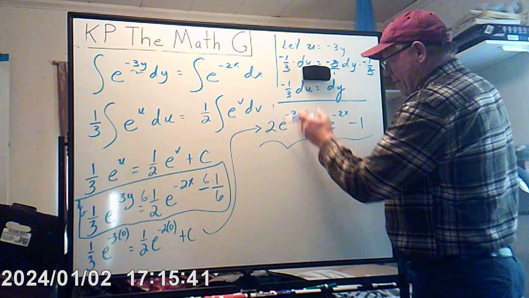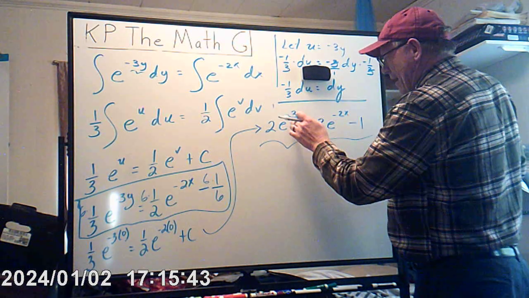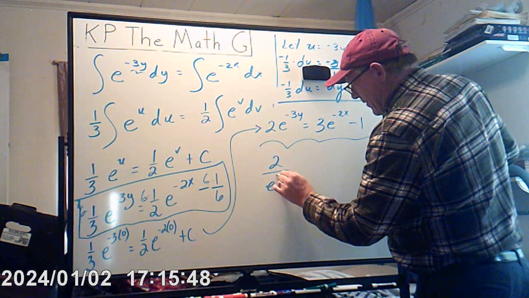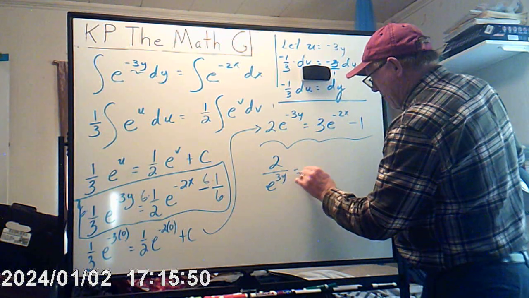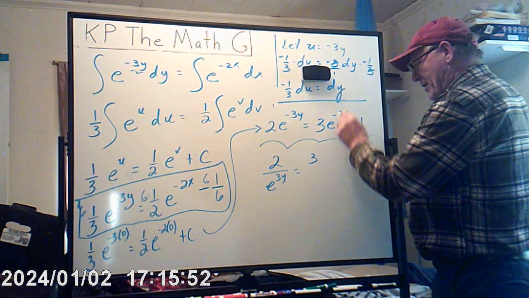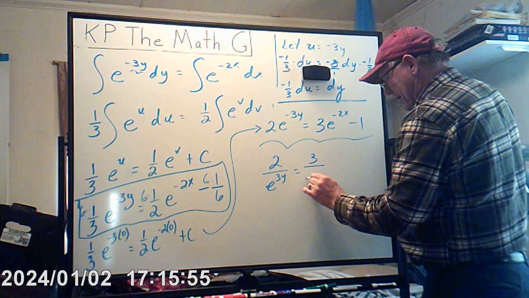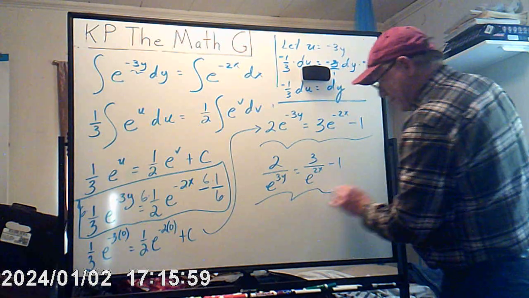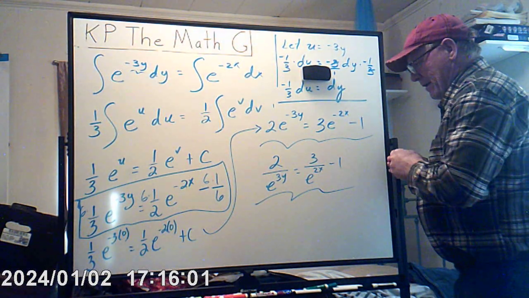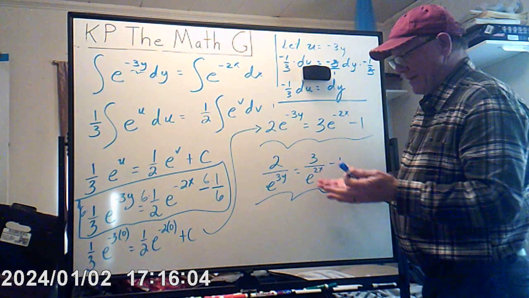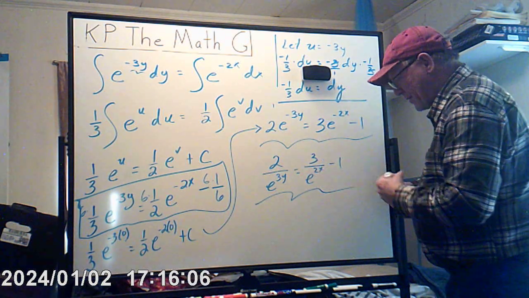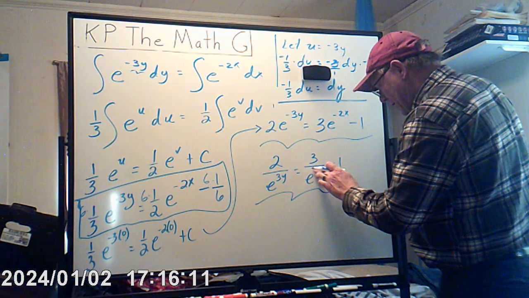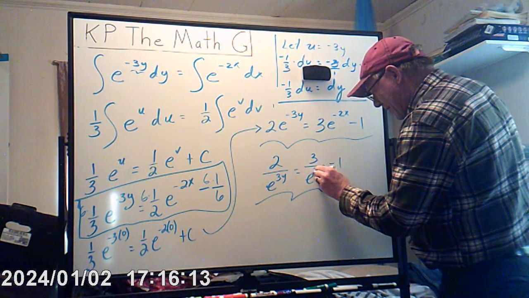And if you want to get rid of your negative exponents, so 2 over e to the 3y equals 3. Remember, just bring down the negative part over e to the 2x minus 1. Okay, so if your professor or instructor says without negative exponents, then no negative exponents. Alright, you've got to do this then.